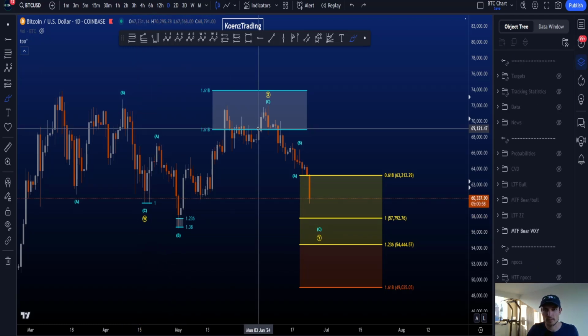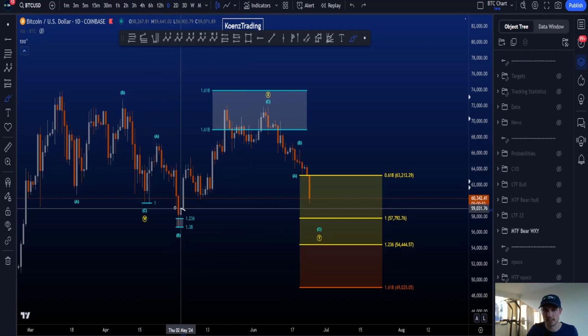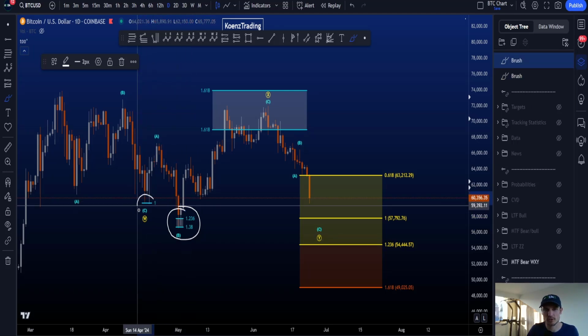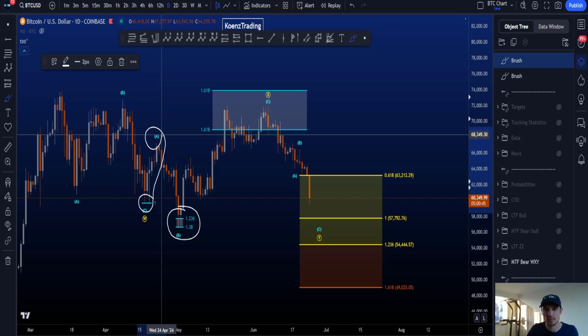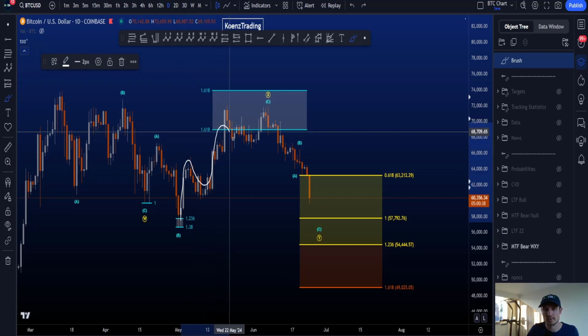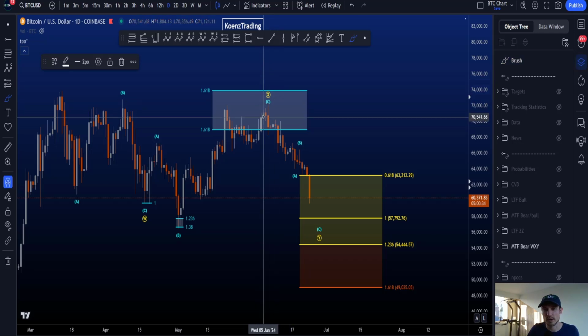After wave W, we then have a wave X being an expanding flat, A, B, C. Wave B moved to the downside, touching the 1.236 to the 1.38 Fibonacci, taken from the low to the high of wave A, which is a common target for a wave B in an expanding flat, after which we then count a 5-wave impulsive structure to the upside in a wave C to finish wave X.